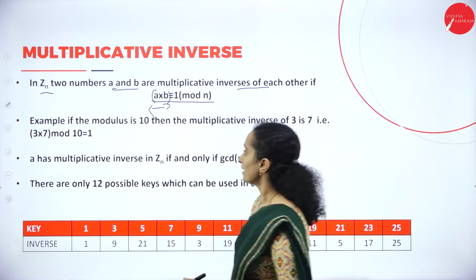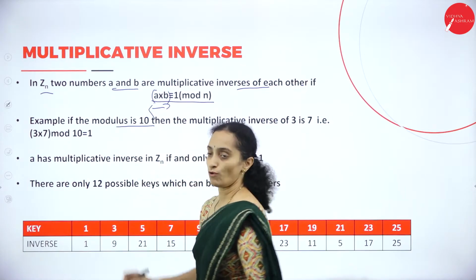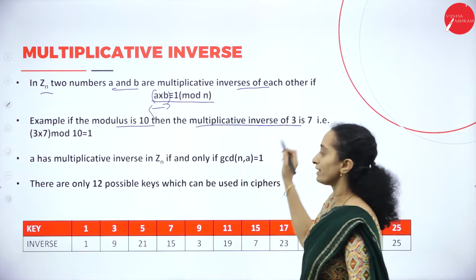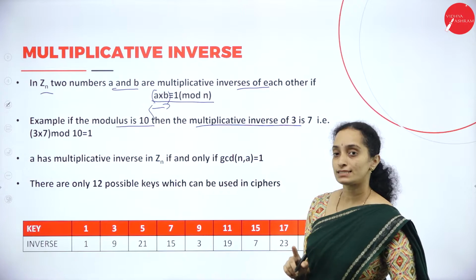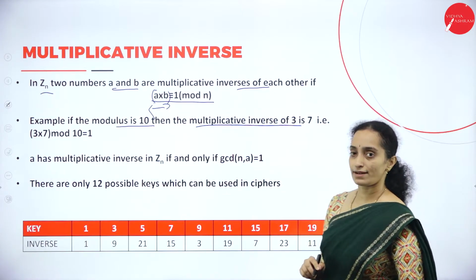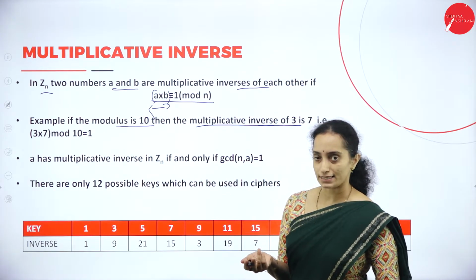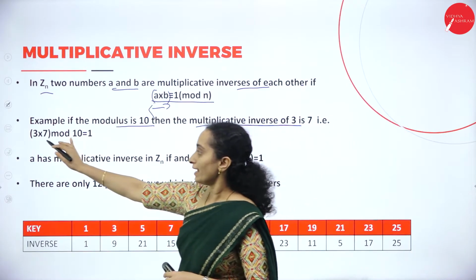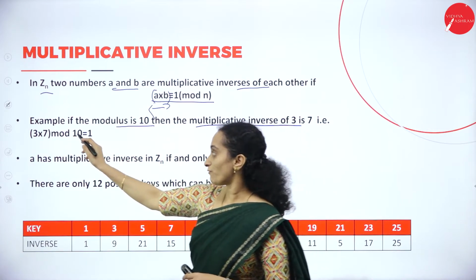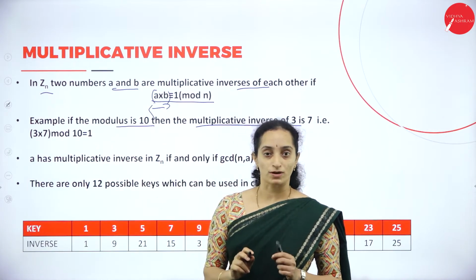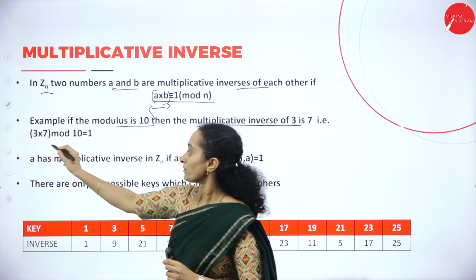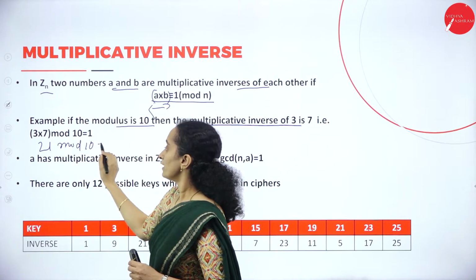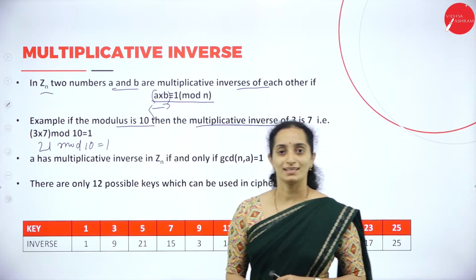Now, if you take the example of modulus 10, we take the base as 10, then the multiplicative inverse of 3 is 7. Why is it 7? 7 plus 3 is 10, is it like that? No, you have to perform the multiplication. That means 3 into 7 is 21, and 21 mod 10 will give you 1.